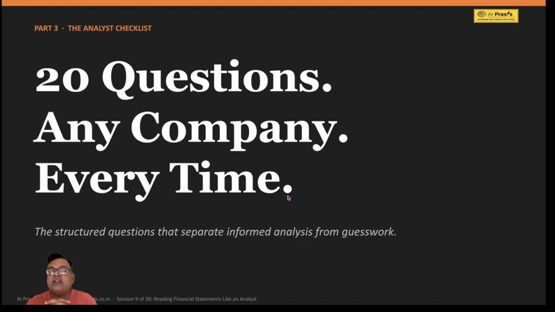The more yes answers you have, the stronger the company looks. The more no and don't know, the more careful you need to be. So over time, the process builds confidence, right? Because you're no longer depending on opinions. You're relying on a system. And that's exactly how real investors actually think.